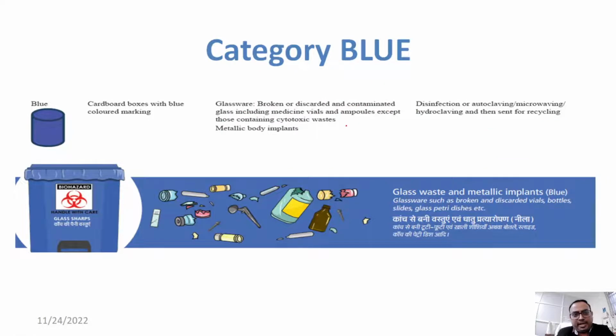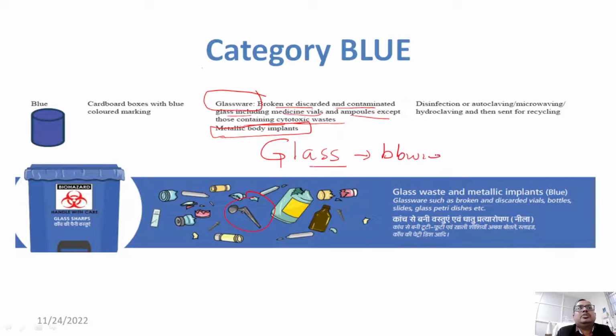So let's see blue category. So this blue category included glassware. So these are glasswares which are broken or discarded and contaminated glass, including the medicine vial, ampoules, except those of cytotoxic waste, and metallic body implants. So you can see the metallic body implants, these are also placed under this blue category. So for mnemonic you can remember that glass, all glass are made by glass blowing. So this is B for blue, and this is glass phase.